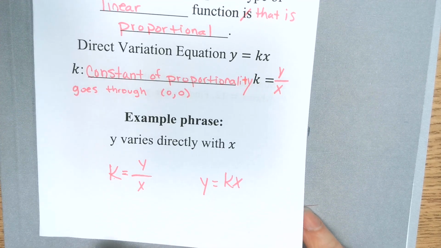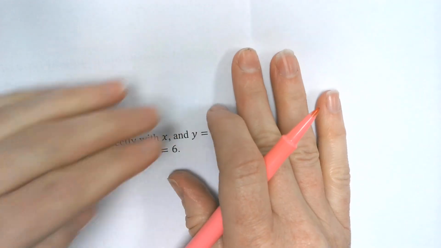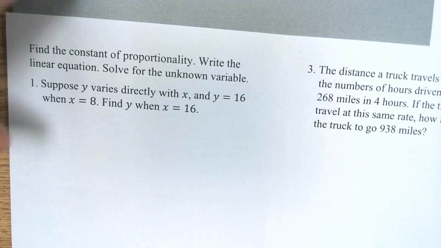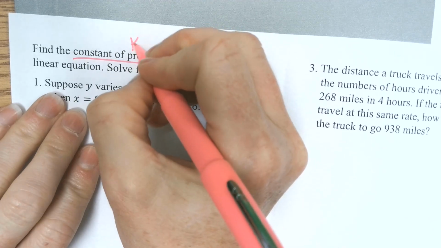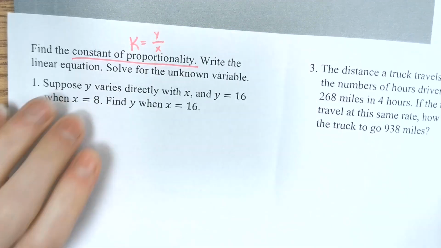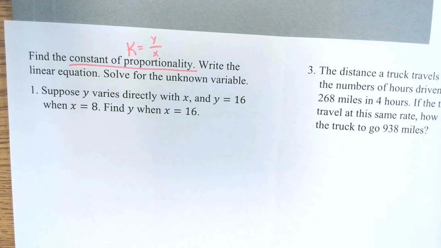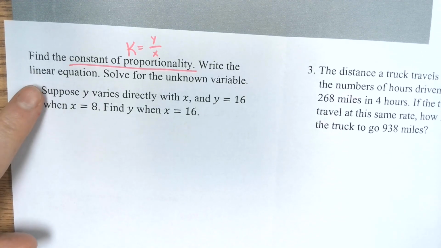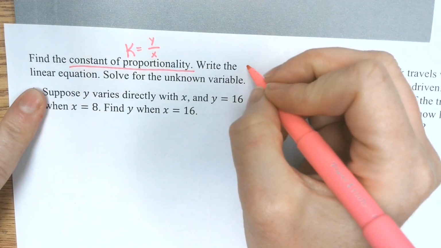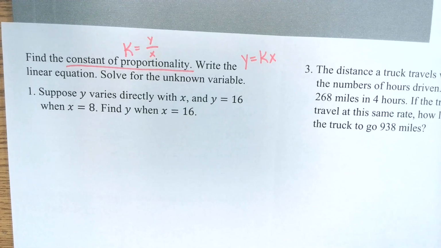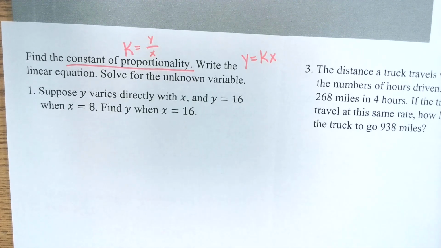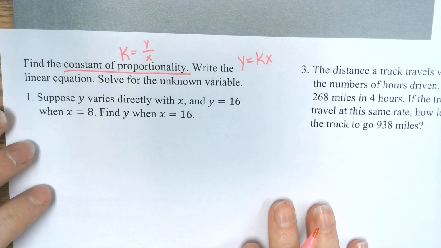Okay, so we have some examples we're going to go through. So go ahead and turn the next page. Find the constant of proportionality. So constant of proportionality is your k. So go ahead and write k equals y over x. Write the linear equation and solve for the unknown value. So the linear equation is going to be y equals kx. So we're going to find what k is, then write the equation, and then find a missing value, whatever that missing value is. So we're going to start here.